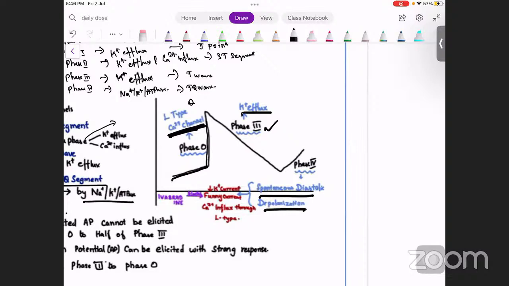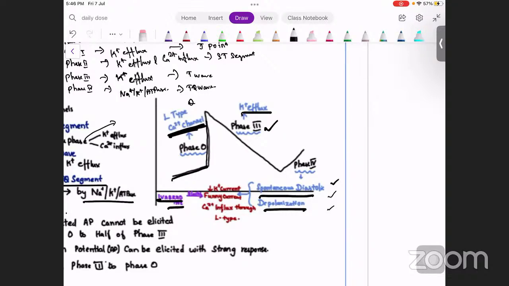And phase 4 is maintained by three things. One is your potassium current, another is your funny current, and another is your calcium influx through the L-type channel. These are the three things used in SA nodal phase 4. Among that, the funny current is inhibited by a drug called ivabradine. Very, very important drug we use clinically to control the rate in atrial fibrillation.